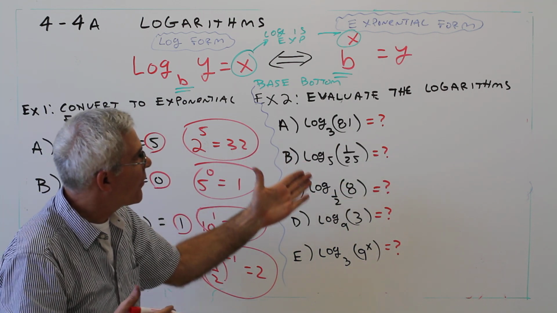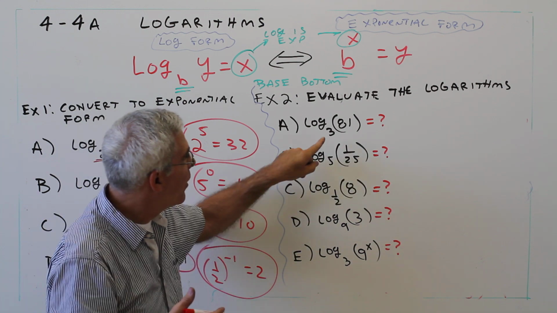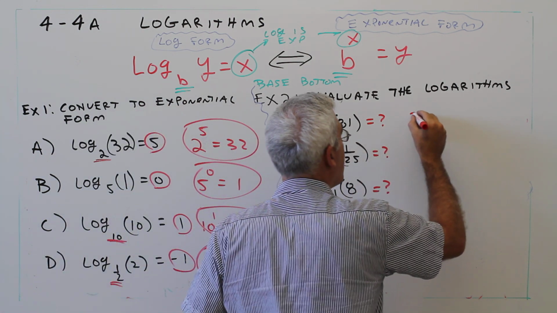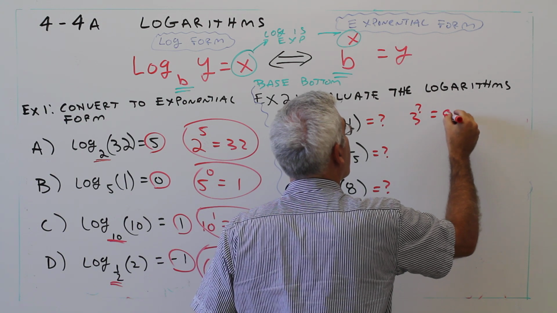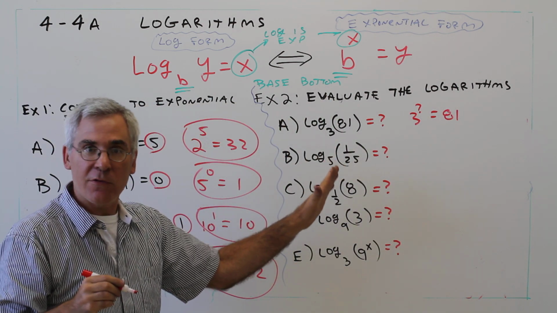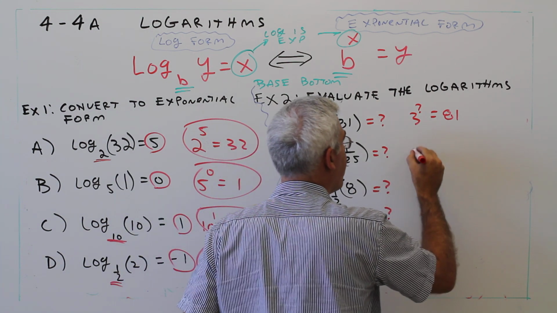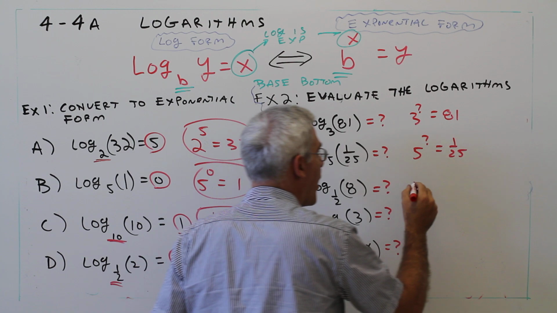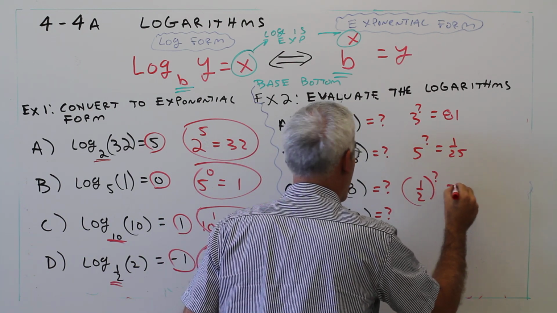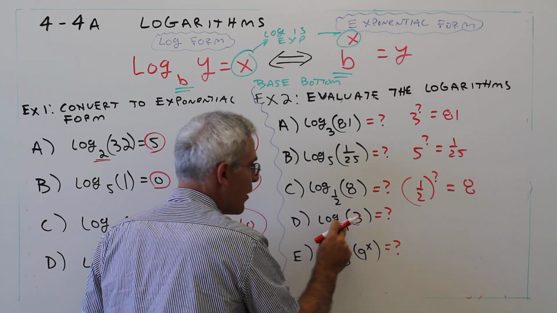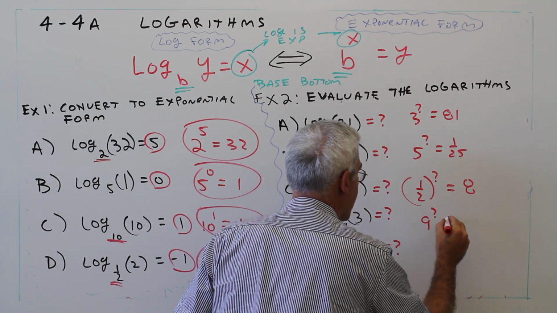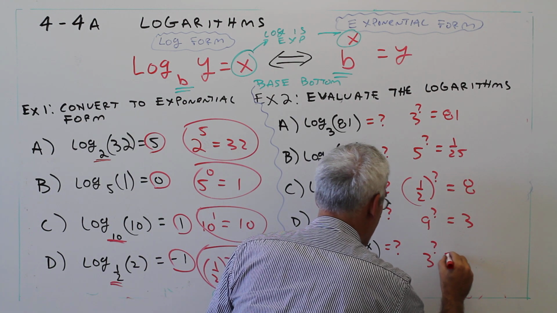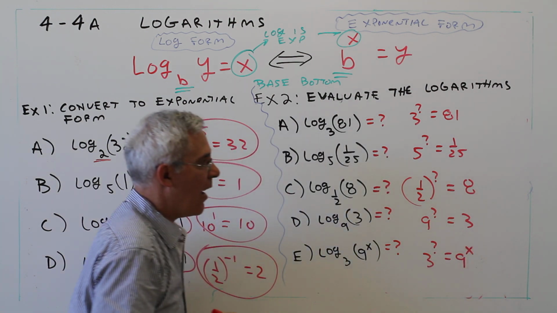All right, so now let's convert it to exponential form. The base is 3, the log or exponent, so I've got 3 to the question mark is 81. So what I'll do is I'll just convert all of these first. 5 to the question mark is 1/25. 1/2 to the question mark is 8. 9 to the question mark is 3. And 3 to the question mark is 9 to the x.